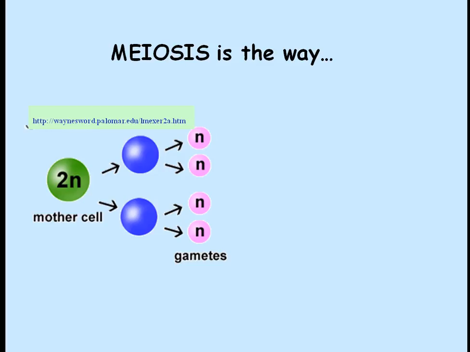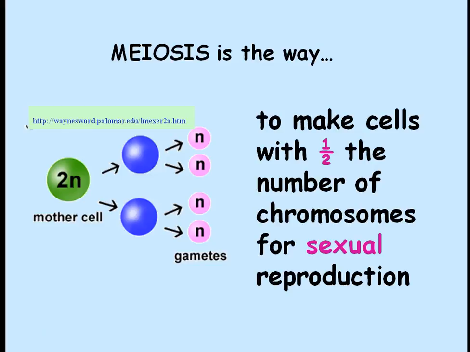Okay, so meiosis. So how do we do this? How do we actually make cells that have half the number of chromosomes? We can't do mitosis because we always end up with the same number of chromosomes. So what we need to do is take a cell and divide it twice into 4 cells to get half the number of chromosomes. And meiosis is this process. Meiosis is the process that is used to get half the number of chromosomes.